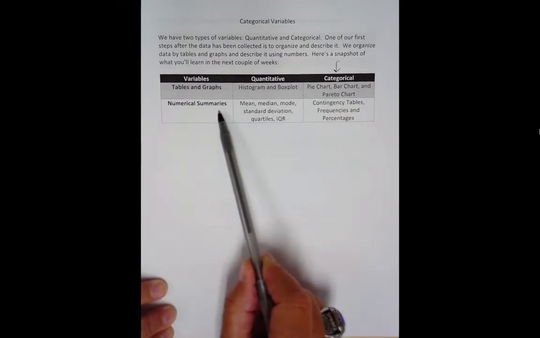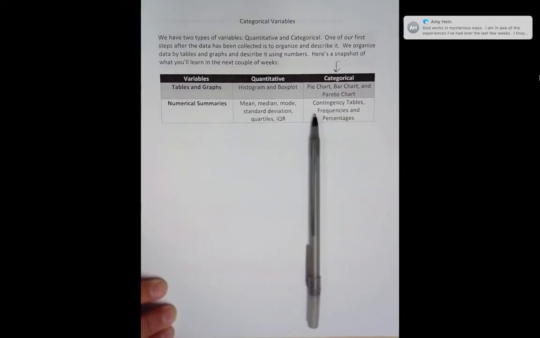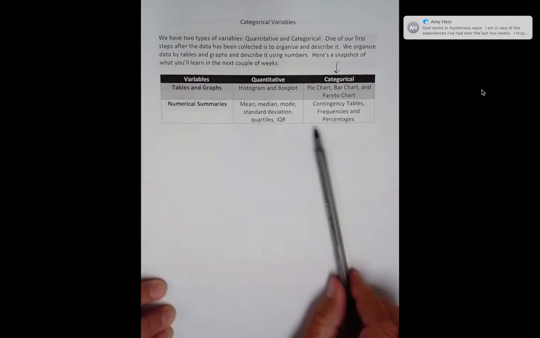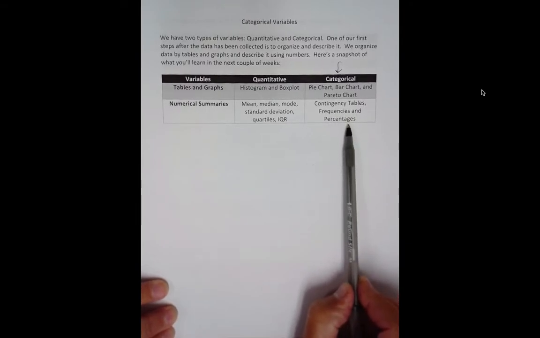When we get into doing numerical summaries for categorical variables, we get into frequencies and percentages.